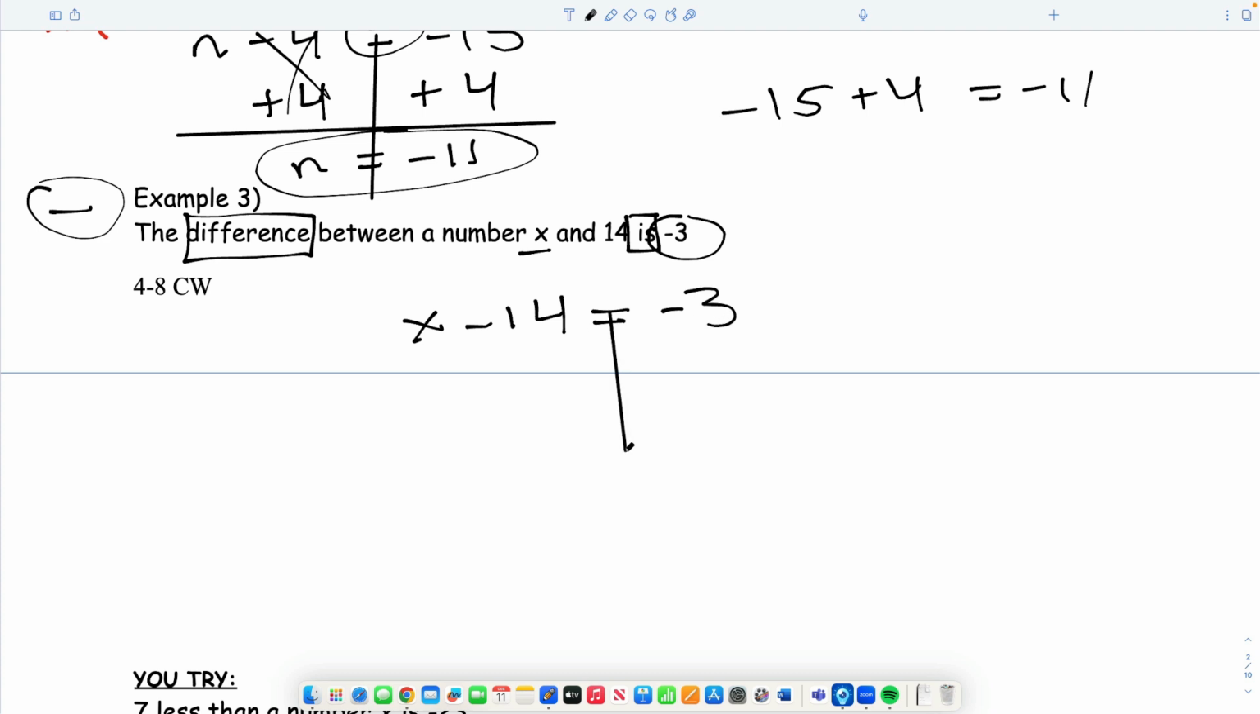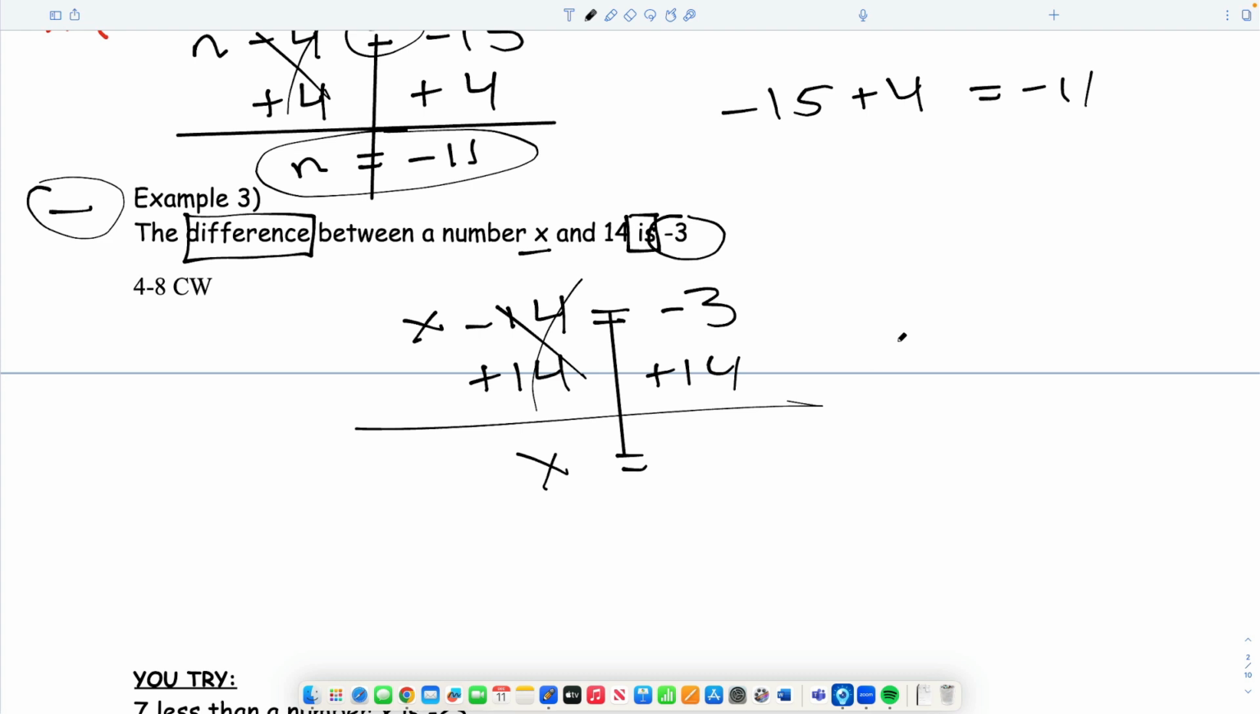Case in, who do I kick out from the x side? 14. How do I kick it out? Subtract 14. It's already a -14. What's the opposite of minusing? Adding. We want to kick it out by doing the inverse, so let's add it. Good. Write that in your paper. You're good? That's how we do math.